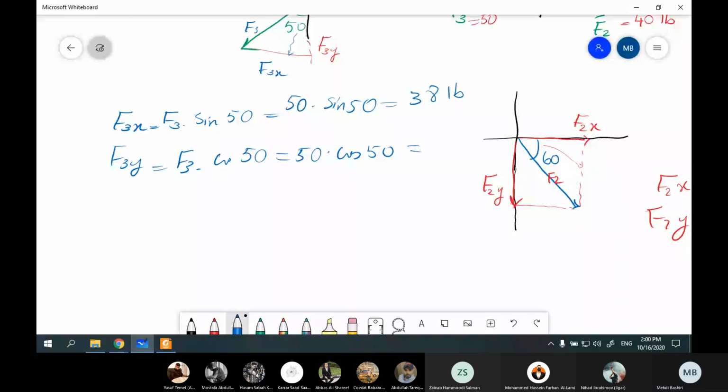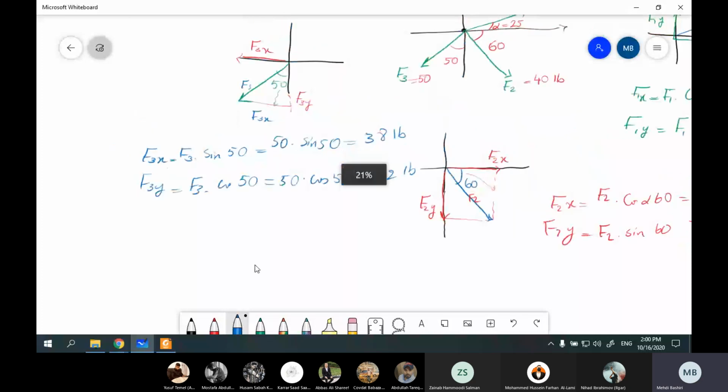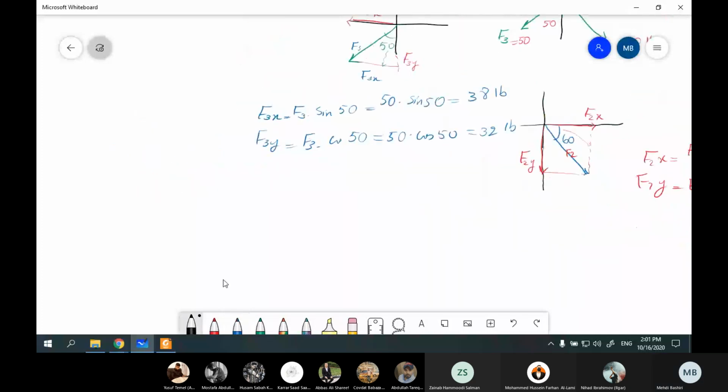This one is 50 dot cosine of 50, 32 pounds. Okay, now we can find the total summation. But before that, I want to tell you something about the difference between this force, for example F1x, and F3x.